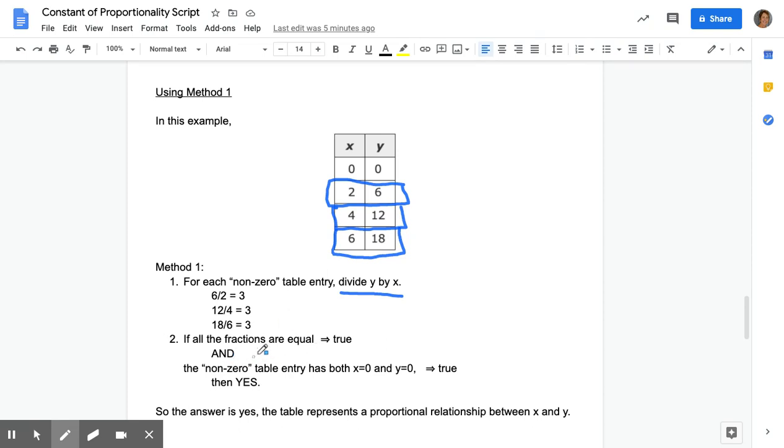Step 2: if all the fractions are equal, which in our case is true, they're all equal, and the table entry has both X equals 0 and Y equals 0, and that is true, X is 0 and Y is 0, so that's good, then yes, the answer is yes, the table represents a proportional relationship between X and Y.